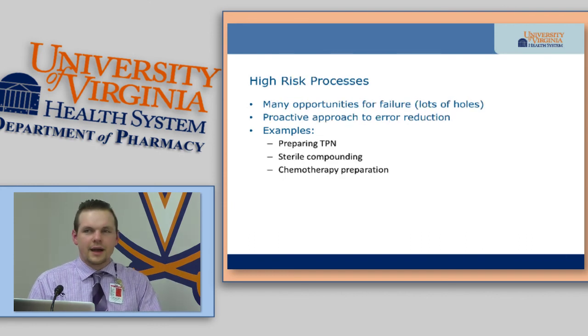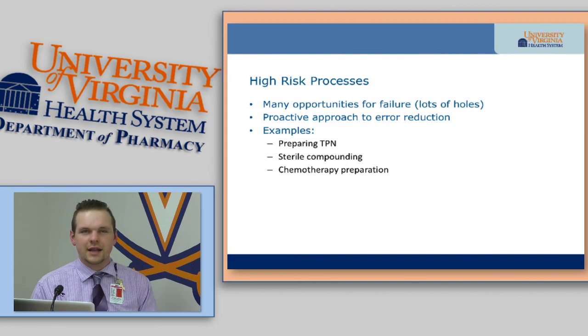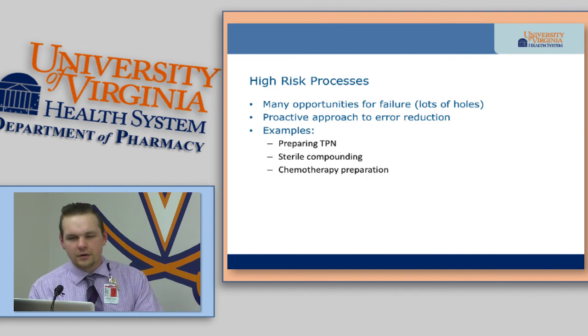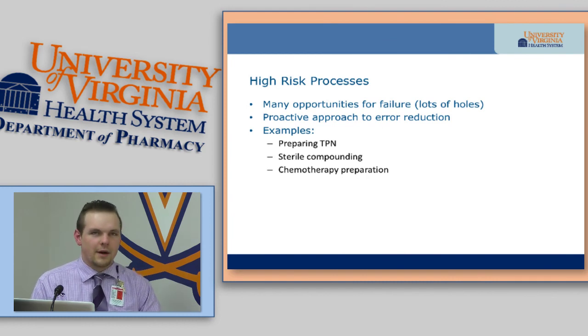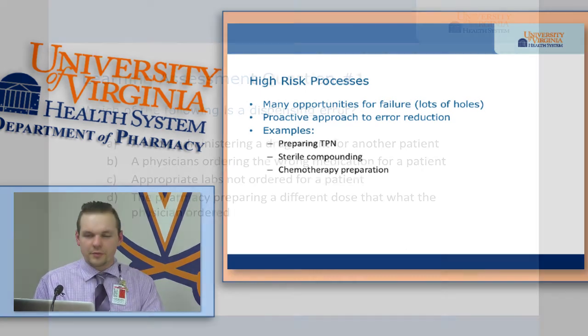And then we'll talk about high-risk processes. So similar to high-risk medications, these are processes that have a high opportunity for failure. If you think back to the Swiss cheese model of medication errors, these are slices that have larger holes. They benefit most from a proactive approach to error reduction, and some high-risk processes include preparing TPNs, sterile compounding, and chemotherapy preparation.